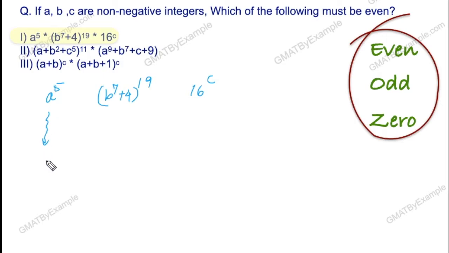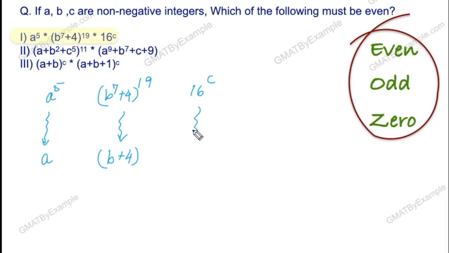So I can simplify a to the power of 5 as a, saying a has the same nature, even or odd, as a to the power of 5. Applying the same logic here, b to the power of 7 plus 4 raised to the power of 19 can be just written as b plus 4, because again powers of 7 and 19 are not going to change anything in terms of the even or odd nature of b and 4.